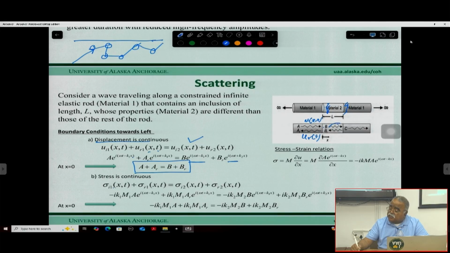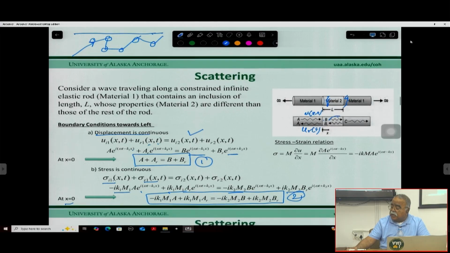Now similarly the stress is continuous also. So stress is basically du by dx. So you can write down the du by dx; for this part it will be this one, for this part it will be this one, and then for the second part it will be these two. And if you put in x equals 0, this continuous part will be equal to this part. So this is one equation, this is another equation, and so that will be done.